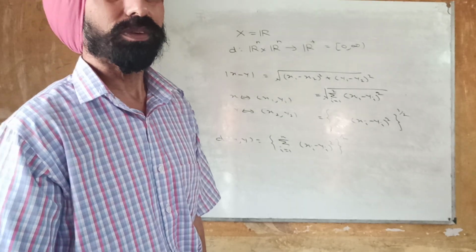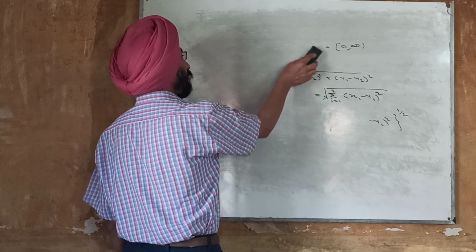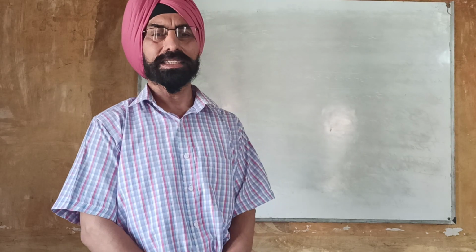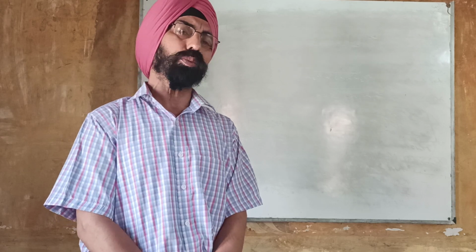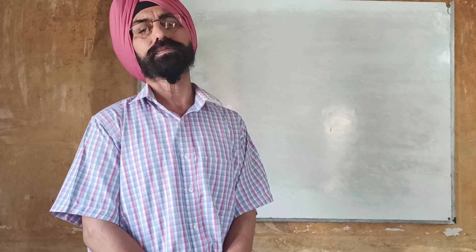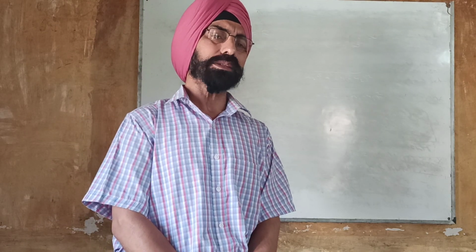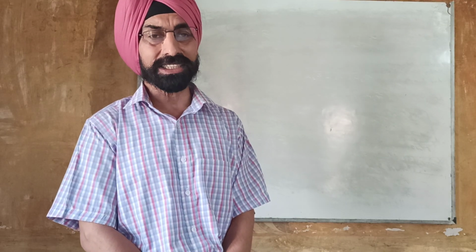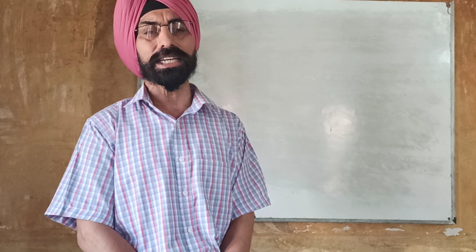Now we move on to another very important example. In practice, if we look at the surface of our earth, and take the set X as all the points on the surface of the earth, then what will the metric D be? The metric D will be the distance between any 2 points on the surface of the earth, and the distance is considered along the great circle.